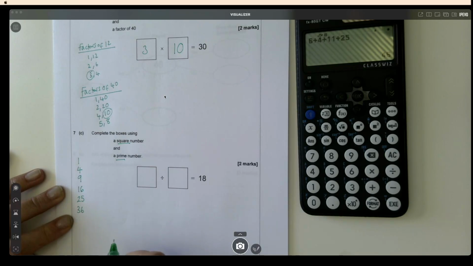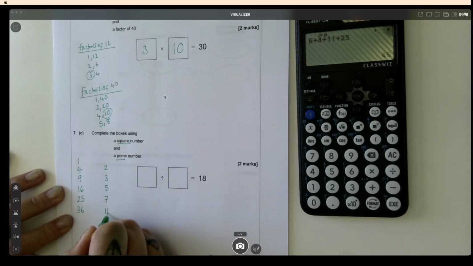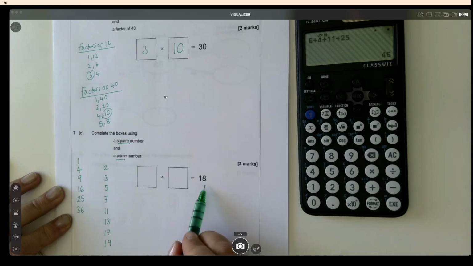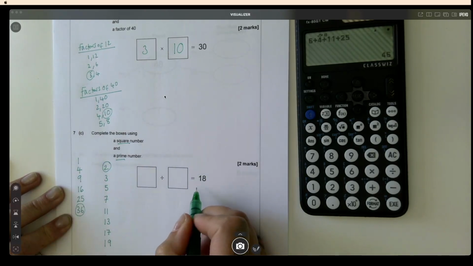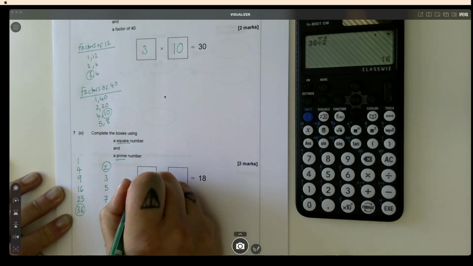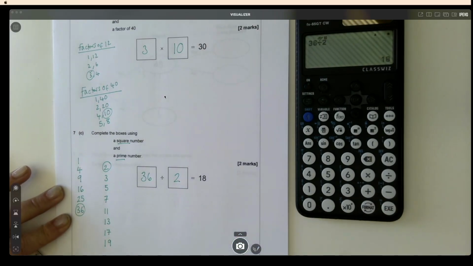Let's list some prime numbers. 2, 3, 5, 7, 11, 13, 17, 19. So let's see if we can make any of these work. So I want one of these numbers divided by one of these numbers to get 18. Okay, so if I do 36 divided by 2, that gives me 18. So our square number is 36 and our prime number is 2.